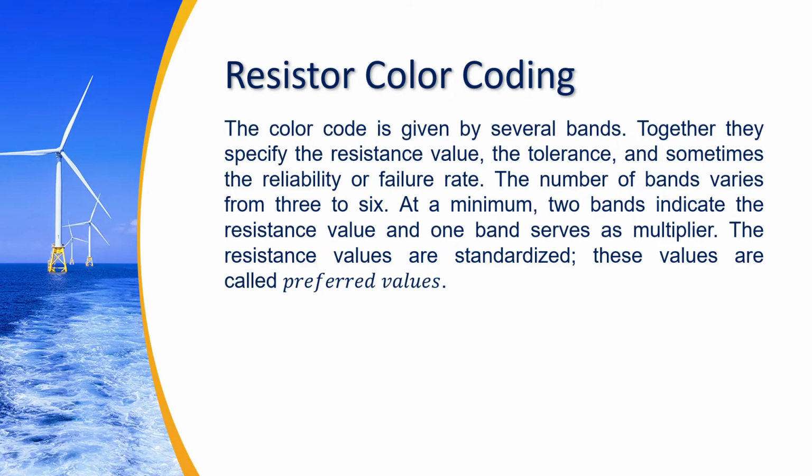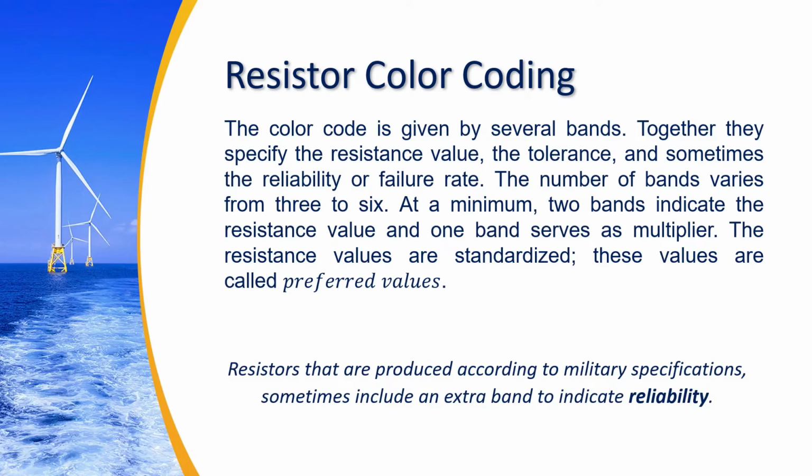Okay? So the number of bands varies from 3 to 6. So minsan may makikita tayong tatlong color code lang, minsan 6. So lahat ng color code na yun is may equivalent. Okay? So at a minimum, 2 bands indicate the resistance value and 1 band serves as multiplier. So the resistance values are standardized. So these values are called preferred values. So take note that the resistors that are produced according to military specifications sometimes include an extra band to indicate reliability. So para naman to sa mga military specs.